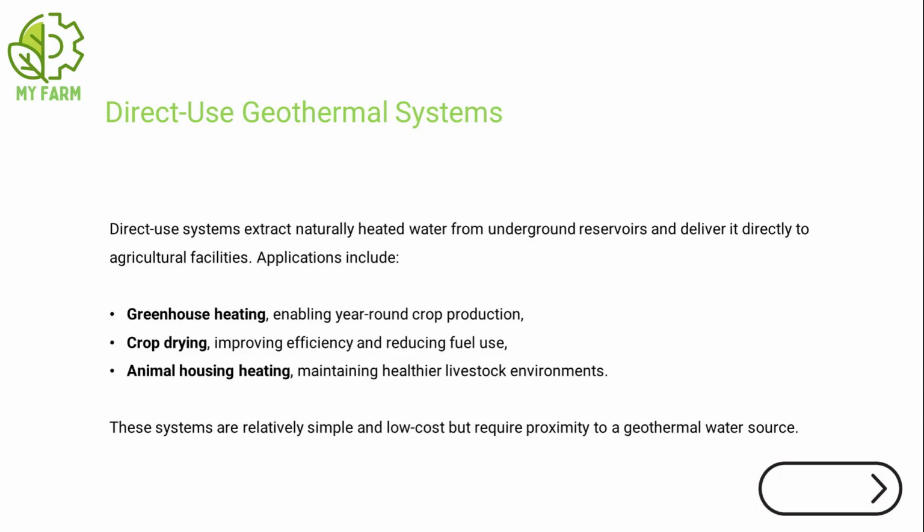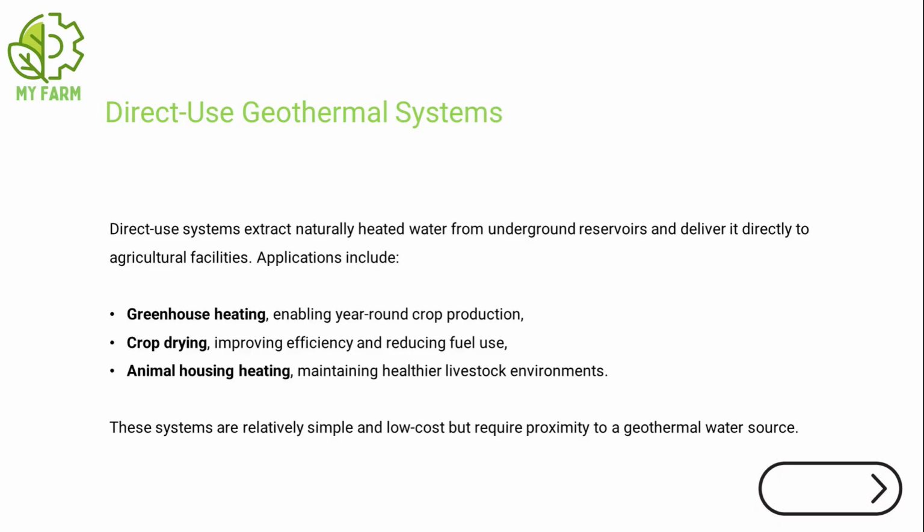Direct-use geothermal systems are one of the simplest and most effective ways to utilize geothermal heat in agriculture. These systems involve pumping naturally warm water directly from underground reservoirs and delivering it to where it is needed. This technology is widely used in regions with accessible geothermal resources.